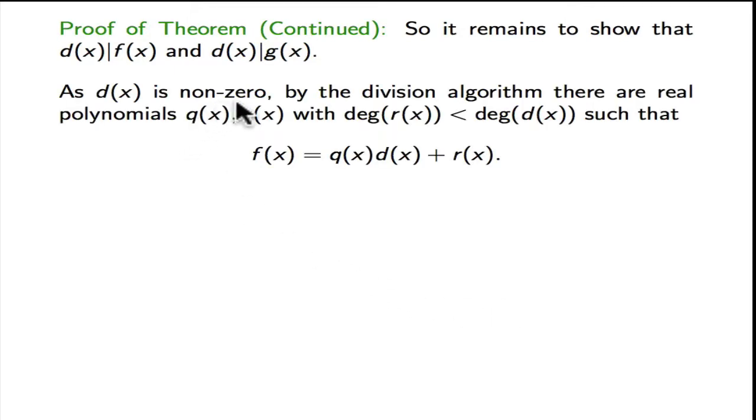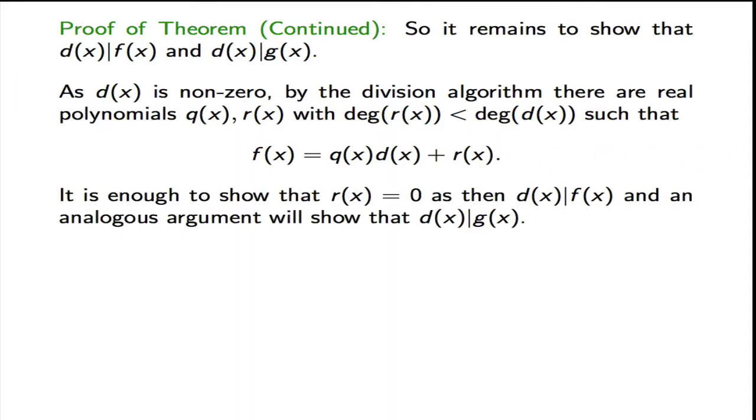And since d of x is non-zero, by the division algorithm, we can find polynomials q of x and r of x, with the degree of r of x being less than the degree of d of x, such that we can write f of x as q of x times d of x plus r of x. Our aim here is to show that r of x is 0. And it will be enough to show this, because if we show that r of x is 0, then we will have f of x equal to q of x times d of x, and so d of x indeed divides f of x, and then an analogous argument shows that d of x divides g of x.